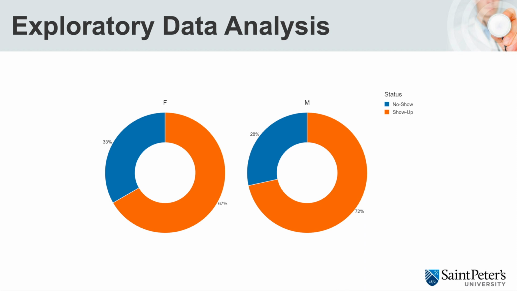Next, the feature of the gender of the patients. There's no obvious difference between males and females for shows and no-shows. It's worth noting, however, that females are the majority of the data, skewing it towards the female respondents. From these appointments, 67% showed up for females, and males showed up at 72% of the cases. This is slightly more than the percentage of females who will show up.